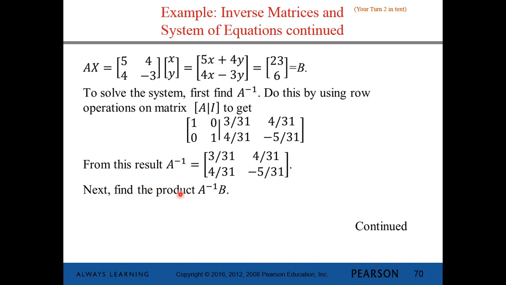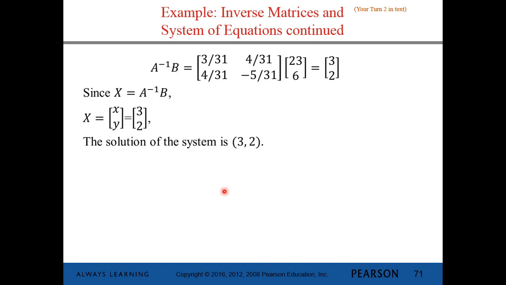Once we have our inverse matrix, now it's just multiplication. We take our inverse matrix and multiply it by B, and that gives us our solutions. When we do that, we get the column matrix 3, 2. So this means that our variable matrix x, y equals 3, 2. The solution is the point (3, 2), and we're done. Easy peasy lemon squeezy, as my 8-year-old says.